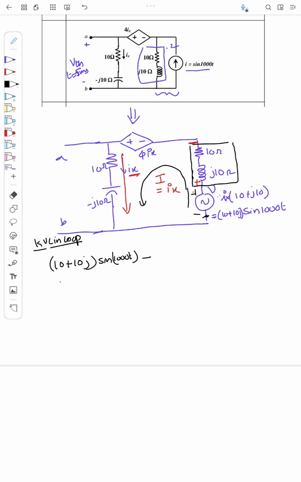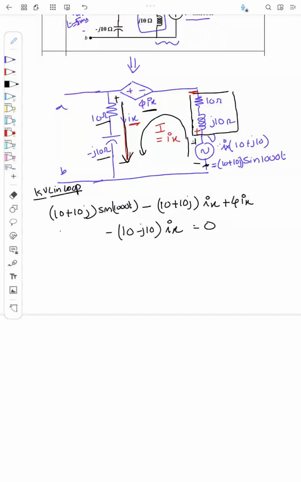So what is the voltage drop across this impedance? That is minus (10 plus 10J), which is the impedance of the resistor and inductor, into Ix, that is the voltage drop. Coming here it is 4Ix, and minus 2 plus, so it is like plus 4Ix. Now coming here, there is again an impedance of 10 minus 10J, a resistor-capacitor combination, and because of this there will be a voltage drop like this, plus minus. So the impedance is 10 minus J10, into Ix, that is the voltage drop, equal to 0, right?